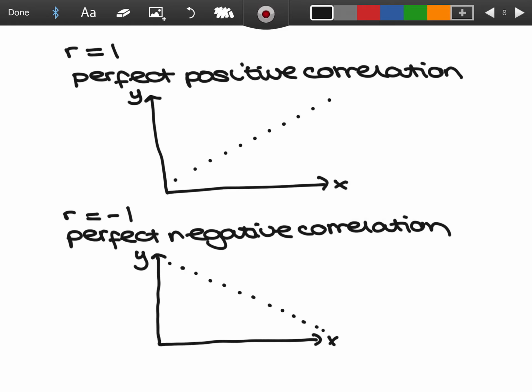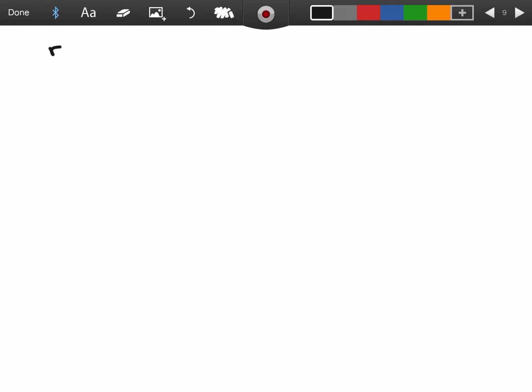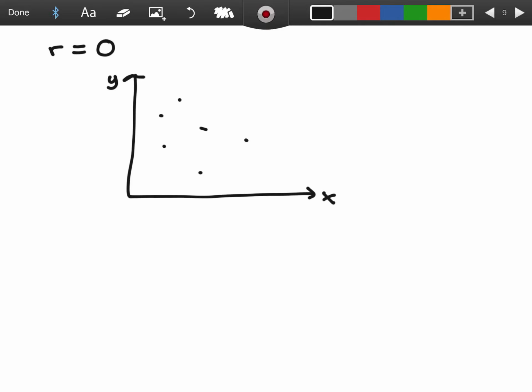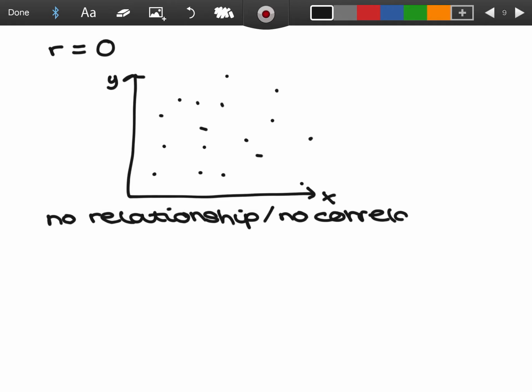0, which is directly in the middle of these two, would mean that if R is 0, there is no correlation between the two. There is no relationship between X and Y. So if R is equal to 0, it means that you are looking at a scatter plot of X and Y that is just all over the place. It would look something like that. There's no relationship, and you actually have no correlation. It's not linear, there is no relationship.